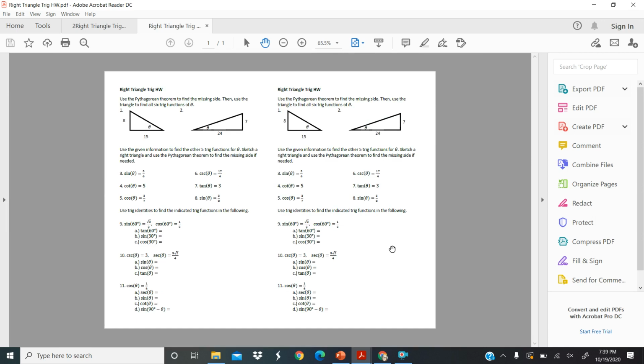So this is going to be the homework assignment. I know it's copied twice on this page. Don't worry about that. But just look at one side of it, and these are the types of questions that you're going to be asked to find the answers to with right triangle trig.